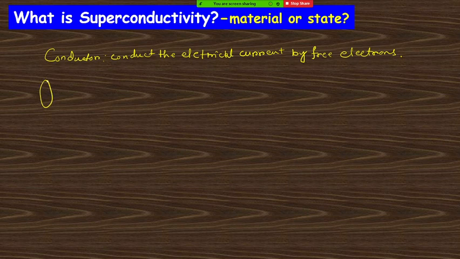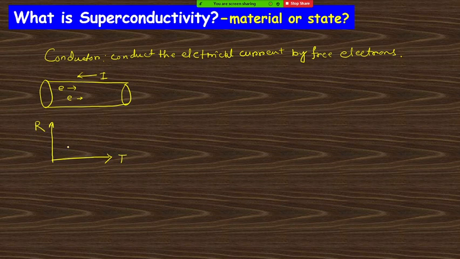Consider this is a conductor, and within this conductor the electrons flow opposite to the current direction. If the current is along this direction, the electrons flow towards the other direction. In terms of resistance, if we increase the temperature, the resistance of this conductor will increase with increasing temperature.